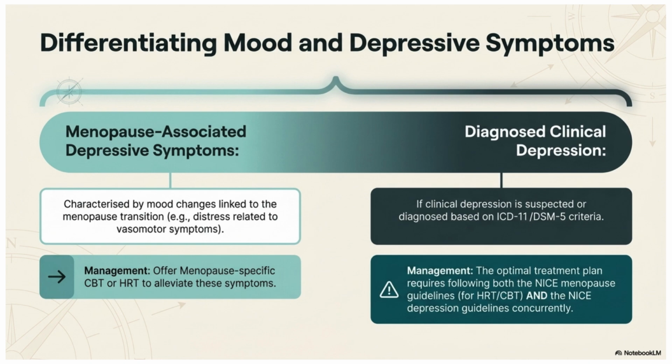Clinical depression is different. Ask about persistent low mood, loss of interest, impaired functioning, guilt, hopelessness, self neglect, and suicidal thoughts. When depression is suspected or diagnosed, follow the NICE depression guideline while also addressing menopause symptoms. Do not assume every mood change is hormonal, but do not overlook menopause as a contributing factor. In practice, menopause-related low mood may respond to HRT or CBT, but suspected depression requires a full mental health and suicide risk assessment.